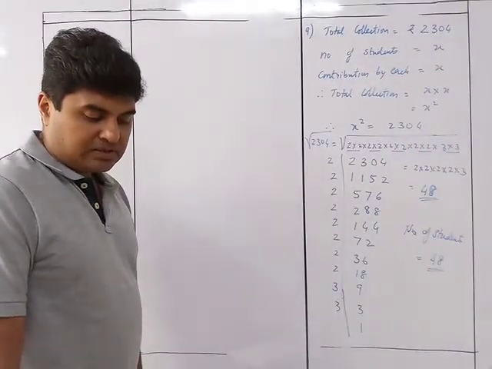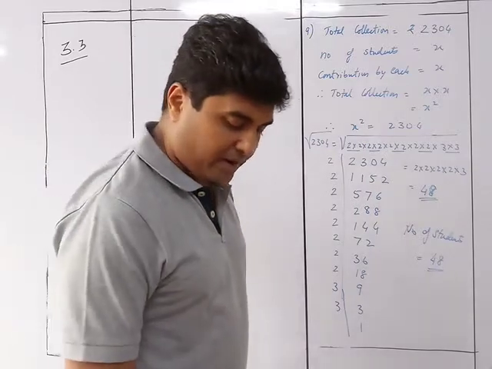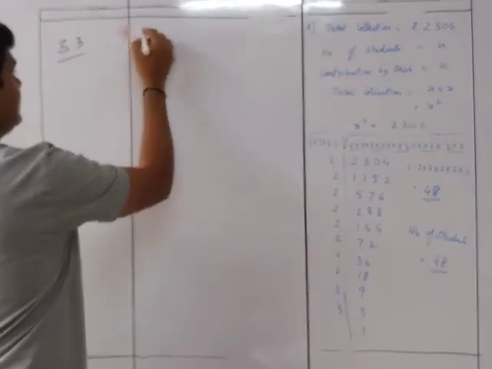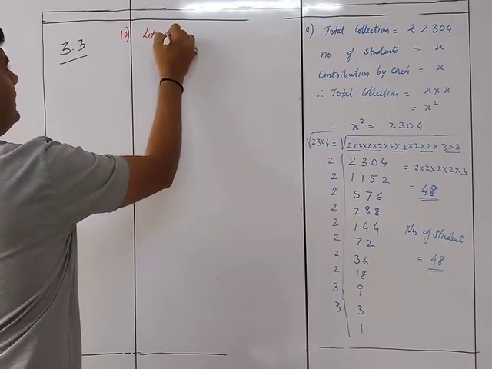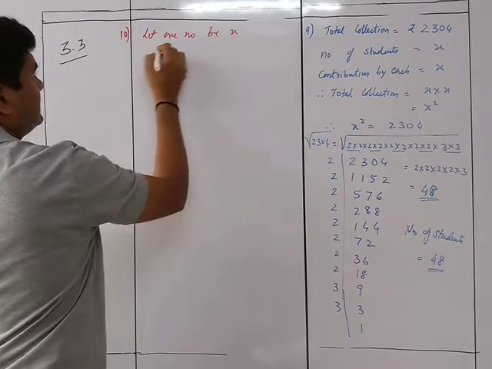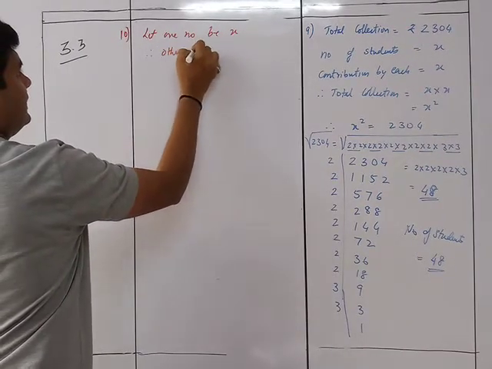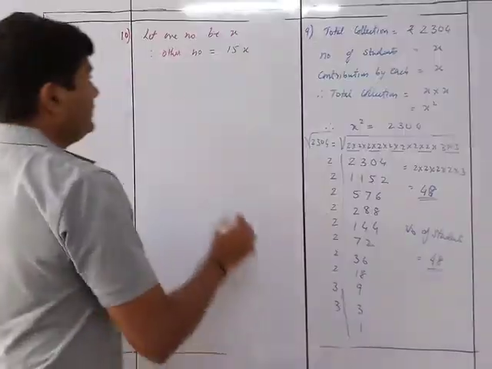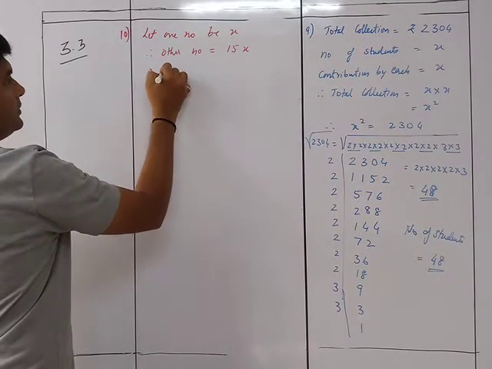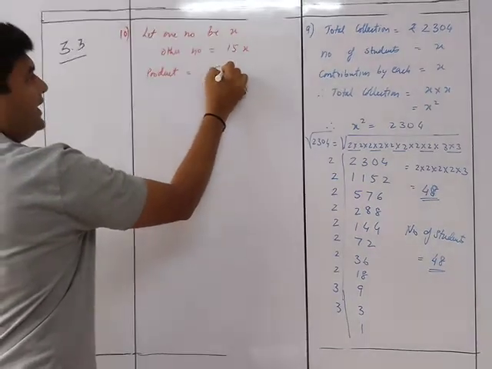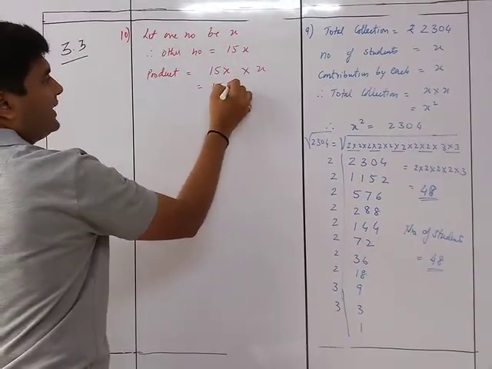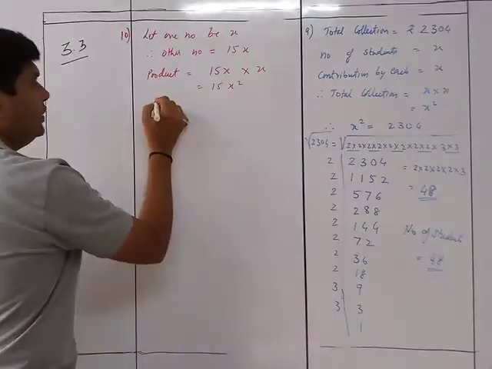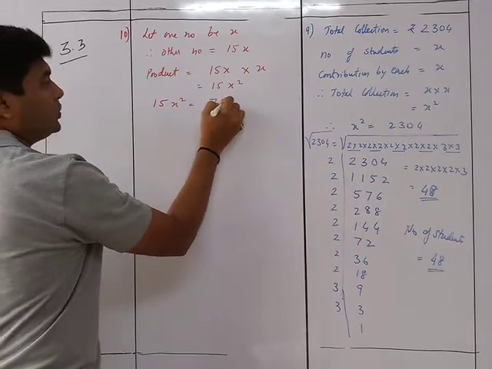The product of two numbers is 7260. If one number is 15 times the other number, find the numbers. So we are given here the 10th sum: let one number be x, therefore the other number is equal to 15x, because it is 15 times the other number. Therefore the product will be 15x into x is equal to 15x square, and the product is already given to us as 7260. So 15x square is equal to 7260.